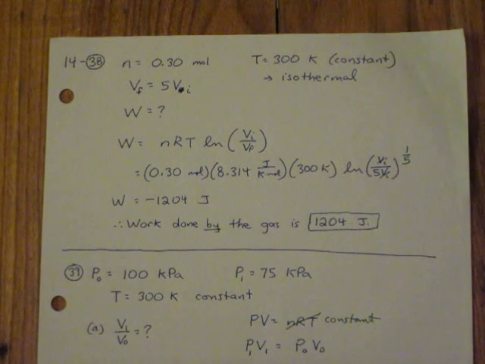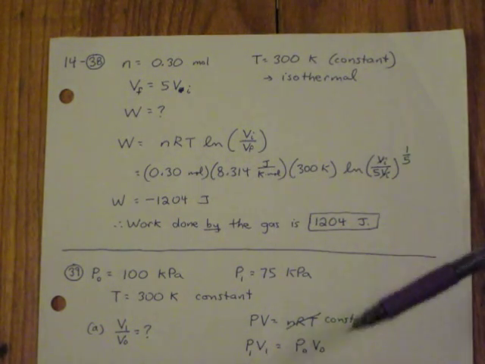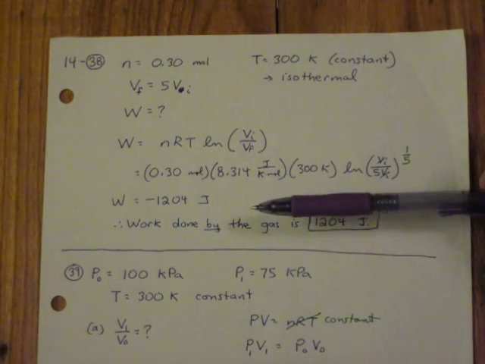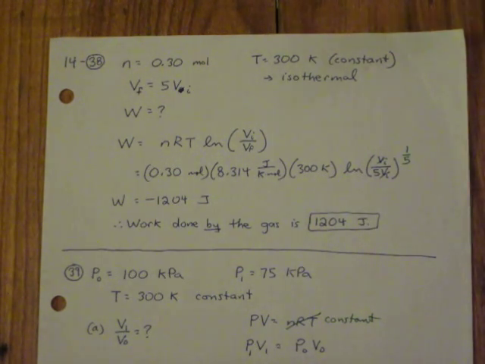So when you plug in those numbers, the fact that you're taking the natural logarithm of this fraction is what will make the whole thing negative, and we get W equals negative 1204 joules. Since it's negative, that means work is done by the gas. And, I'm sorry, the question is asking what is the work done by the gas. Since it's negative, that means the work done by the gas is 1204 joules.